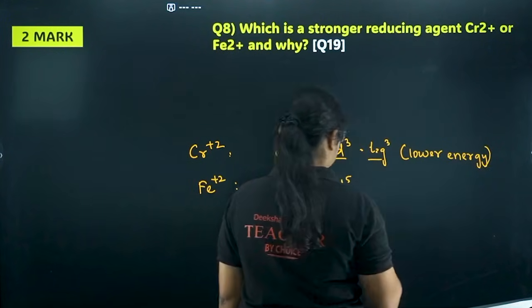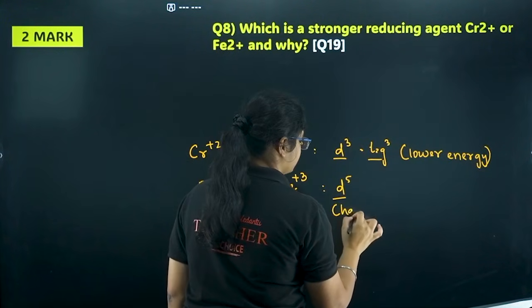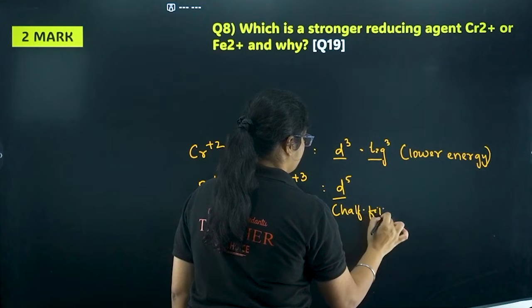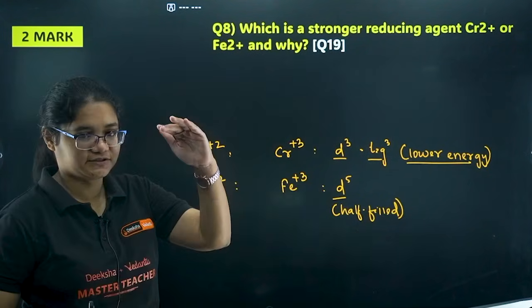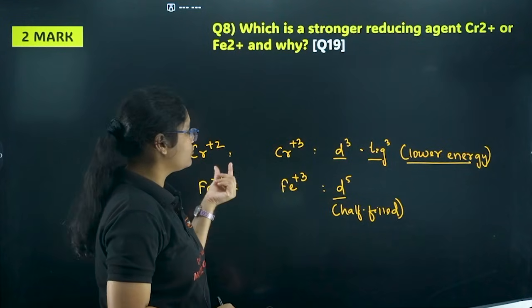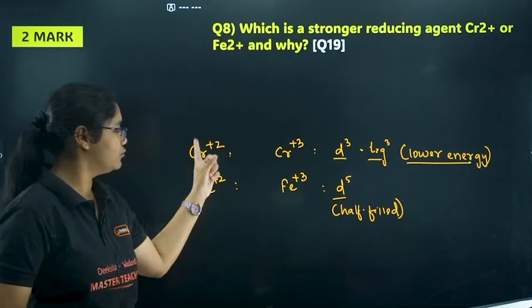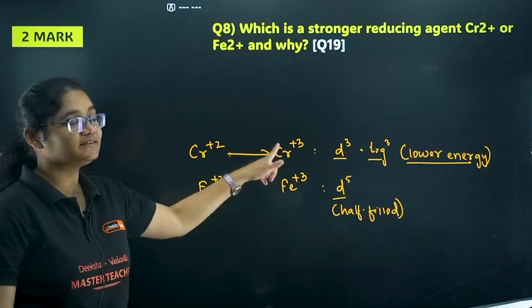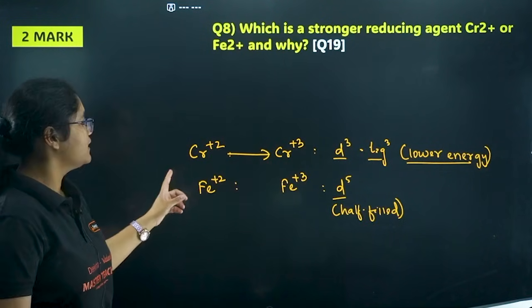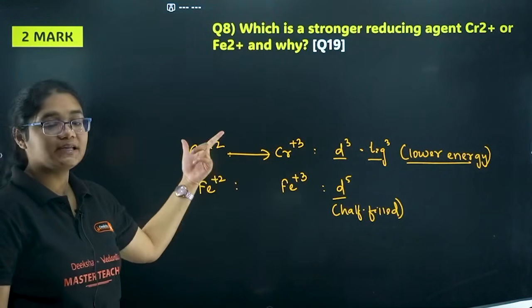Whereas d5 is stable, half filled, so it is stable, but energy wise, this has lesser energy because of the splitting, right? So that is why Cr3+ will be more stable, meaning this conversion will happen better because Cr3+ is more stable. So that is why this is a better reducing agent.